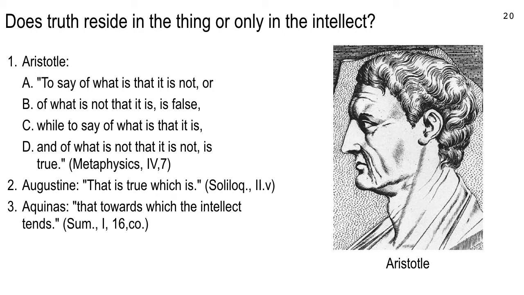While to say of what is that it is, and of what is not that it is not, is true. Now that's from his Metaphysics, and that's pretty much a normal definition of truth. St. Augustine defined it: that is true which is. Very simple. And Thomas Aquinas, this is the definition that I like, and they're all consistent. Truth is that towards which the intellect tends, toward which the intellect is moving.